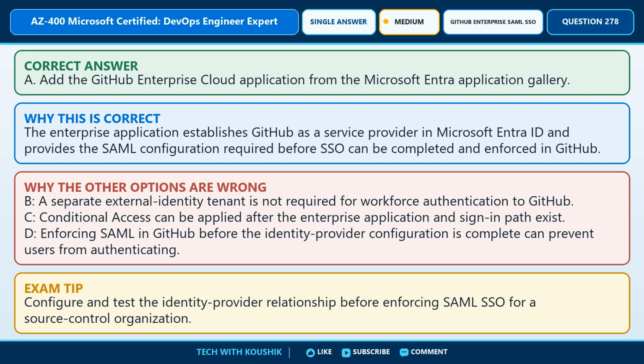Why are the other options not correct? B. A separate external identity tenant is not required for workforce authentication to GitHub. C. Conditional access can be applied after the enterprise application and sign-in path exist. D. Enforcing SAML in GitHub before the identity provider configuration is complete can prevent users from authenticating. Exam tip. Configure and test the identity provider relationship before enforcing SAML SSO for a source control organization.